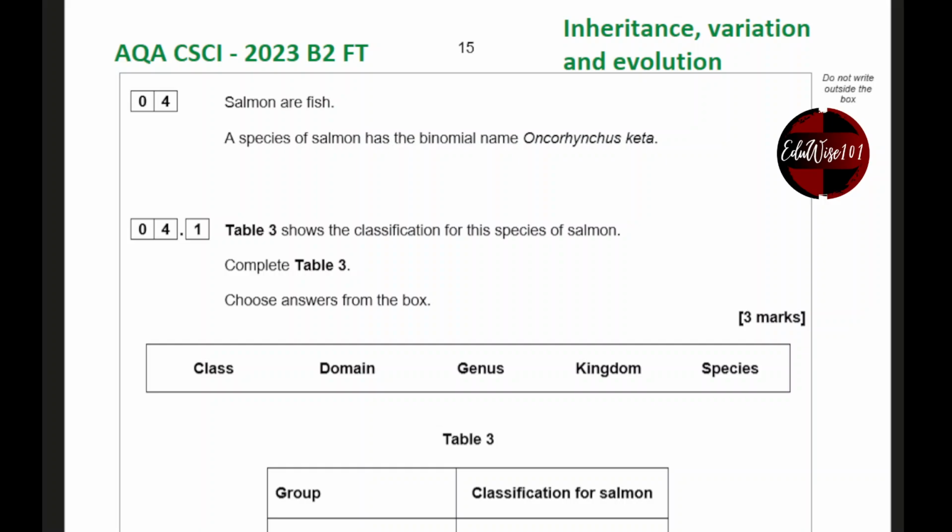Salmon are fish. A species of salmon has the binomial name Oncorhynchus keta. A lot of these binomial names are very hard to pronounce, so it doesn't matter, you don't really need to know these names. As you can see, on purpose, I'm not trying too hard to pronounce it. For foundation, you just need to be able to say, okay, these names can be complicated, but that means you shouldn't be panicking. So, table 3 shows the classification for this species of salmon.